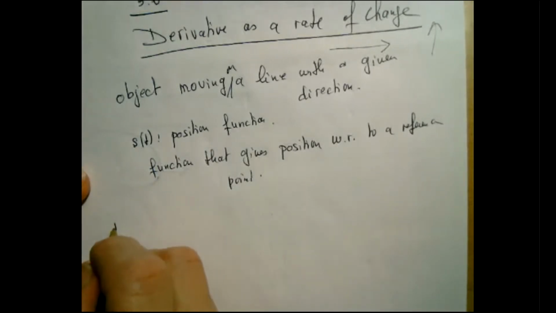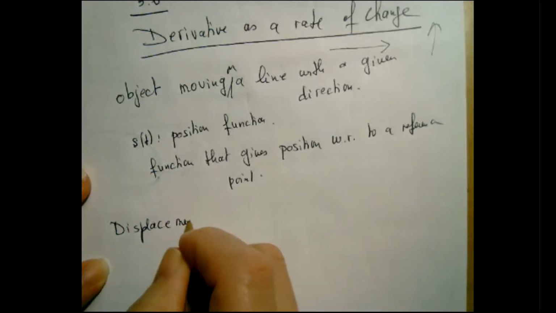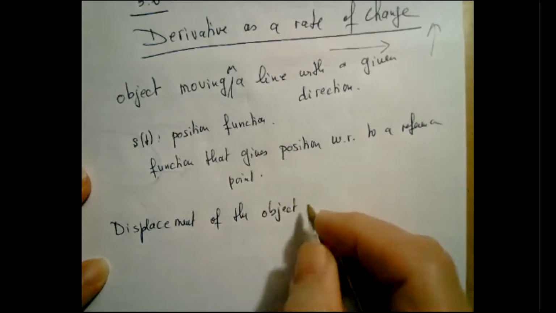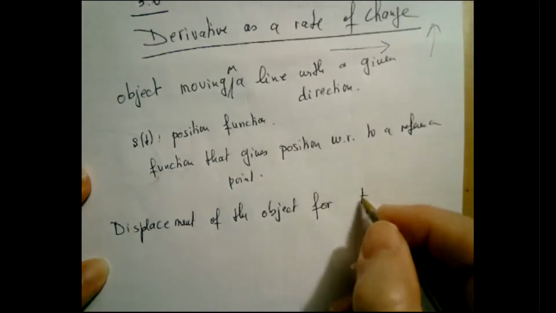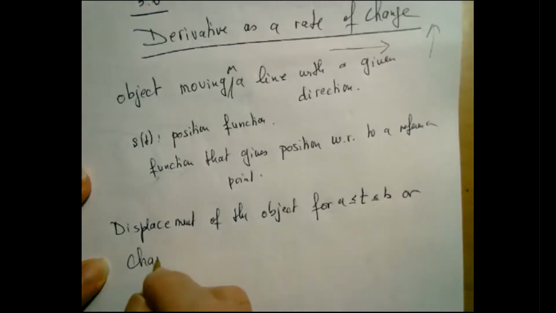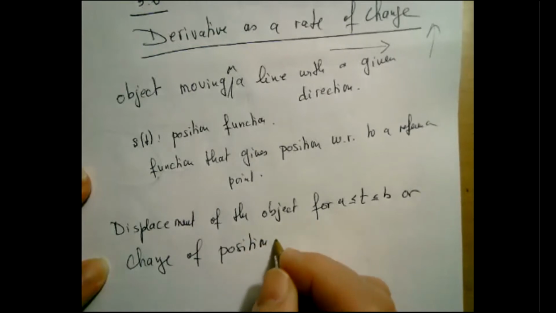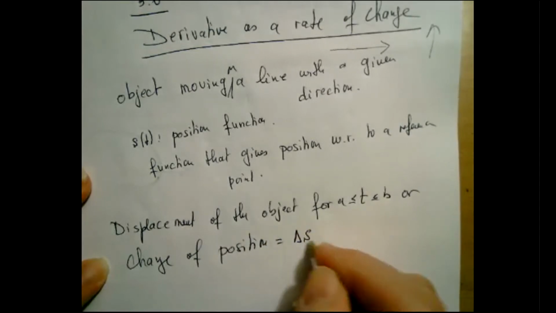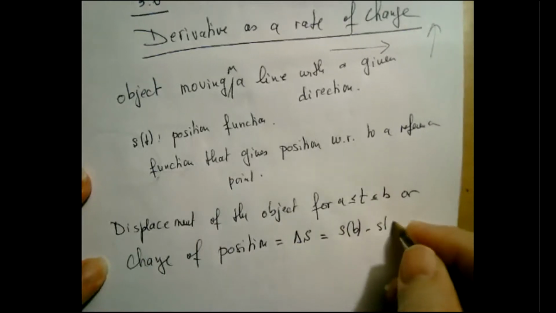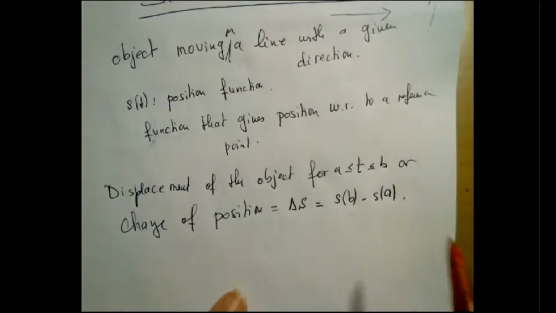Now the displacement of the object, or the change in position, for t between two times a and b, which is denoted by delta s, is defined to be the position at b minus the position at a. So that's what we call the change in position that we talked about before.